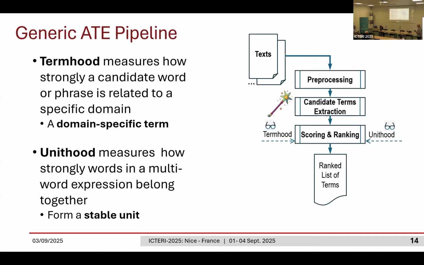And here we look at scoring and ranking from two angles. The first is termhood and the second is unithood. Termhood stands for measuring how strongly a candidate word or phrase, an n-gram, is related to a specific domain, so whether it is a domain-specific term or not. And unithood measures how strongly words in a multi-word expression link to each other in a stable pattern, belonging together.